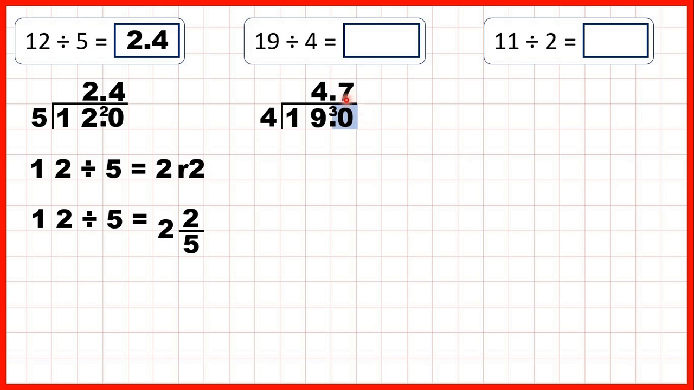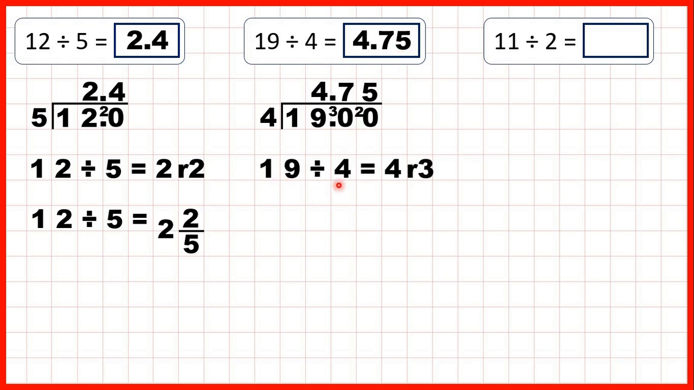So we can write the 7, but in order to write the remainder 2, we can extend our dividend not with a point 0, because we can only ever have one decimal point in a number, but with a 0 going into the hundredths. And we can do that because 19.00 is the same as 19. But now we have somewhere to write our remainder to. So now 20 divided by 4 is exactly 5 with no remainder, so our answer is 4.75.